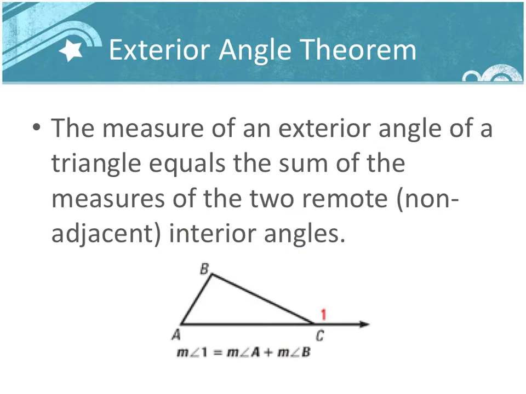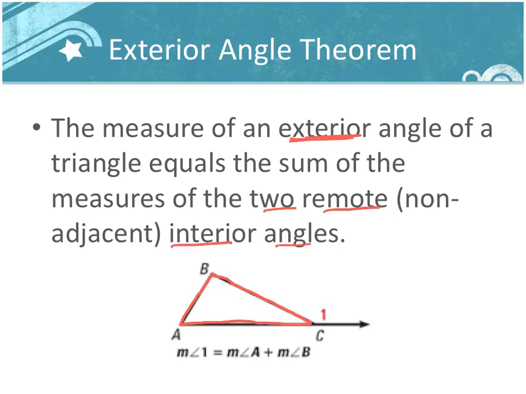Okay, exterior angle theorem. Now, when we talk about exterior and interior angles, interior angles are inside the triangle. An exterior angle is an angle that is outside the triangle. So we've got this triangle right here. The measure of an exterior angle of a triangle equals the sum of the measures of the 2 remote non-adjacent interior angles.